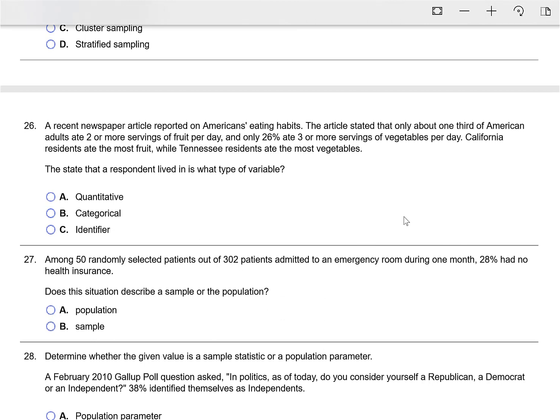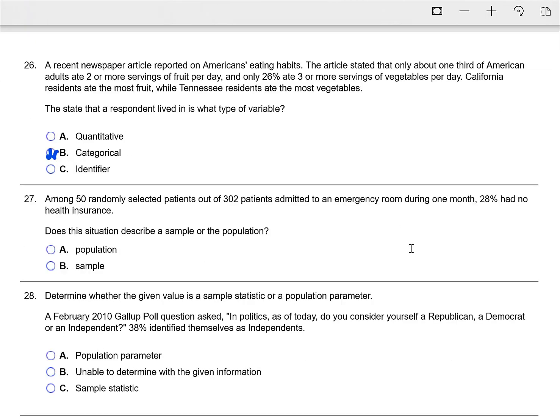A recent newspaper article reported on Americans' eating habits. The article stated that only about 1/3 of American adults ate 2 or more servings of fruit per day, and only 26% ate 3 or more servings. California residents ate the most, while Tennessee residents ate the most vegetables. The state in which the respondent lived in is what kind of a variable? So that's a categorical variable, puts the observations into groups.